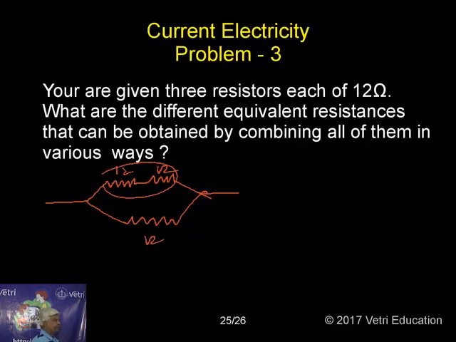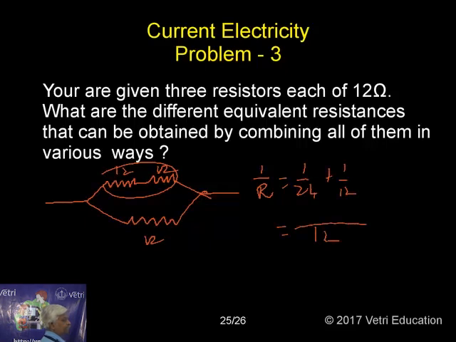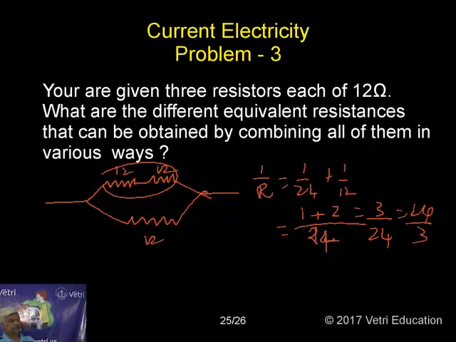These 2 resistors connected in series become 24. Therefore 1 by R is equal to 1 by 24 plus 1 by 12. So 24 may be the LCM. That is 1 plus 2, that is 3 by 24. Therefore R is equal to 24 by 3, that is equal to 8 ohms. Are you able to follow? This is a thing we have to understand.